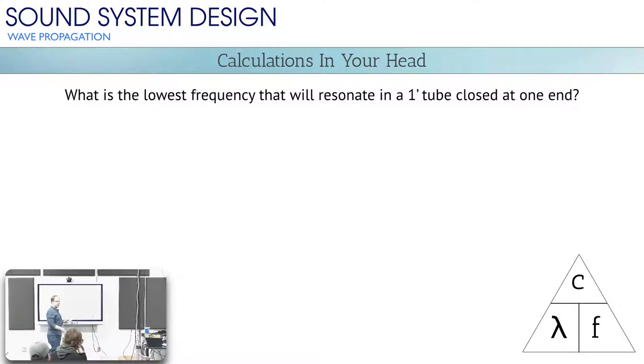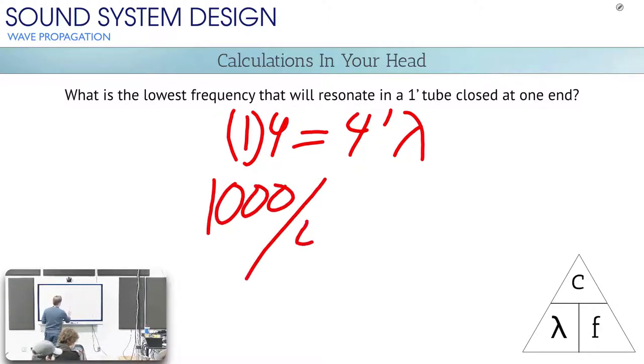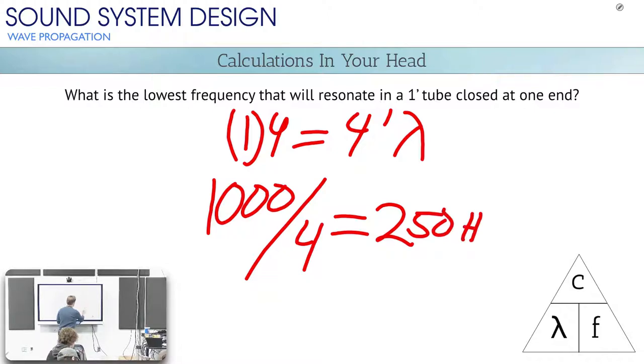It's 4 feet, right? Because for a pipe that's closed at one end, that lowest resonant frequency has a wavelength 4 times longer than the pipe, okay? So it'd be 1 times 4, right? So we've got a 4 foot wavelength. To figure out what that frequency would be, we take the speed of sound, which is in our head 1,000 feet per second, divided by the 4 feet, and what do we get? 250 hertz. Yeah?